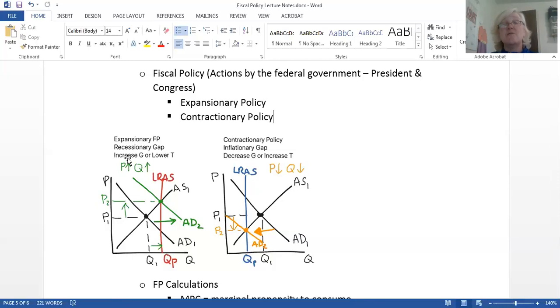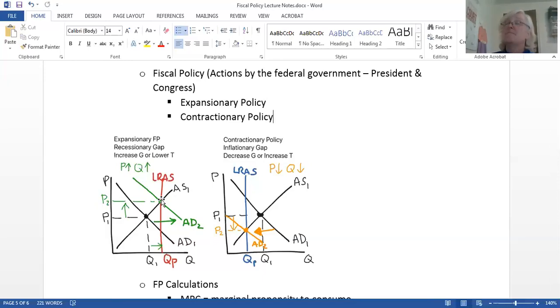Either an increase in G or a decrease in T will shift that aggregate demand curve to the right and will move us to our long run out of the recession, eliminating the recessionary gap and moving us to long run macro equilibrium. So that is how you would show expansionary fiscal policy, which would be applied to a recessionary gap.